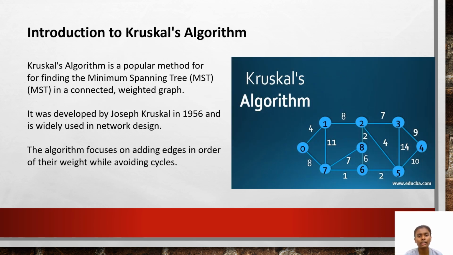Introduction to Kruskal algorithm. Kruskal algorithm is a concept introduced in the graph theory of discrete mathematics. It is used to discover the shortest path between two points in a connected weighted graph. This algorithm converts a given graph into a forest, considering each node as a separate tree. Kruskal algorithm is a popular method for finding the minimum spanning tree in a connected weighted graph. It was developed by Joseph Kruskal in 1956 and is widely used in network design. The algorithm focuses on adding edges in order of their weight while avoiding cycles.